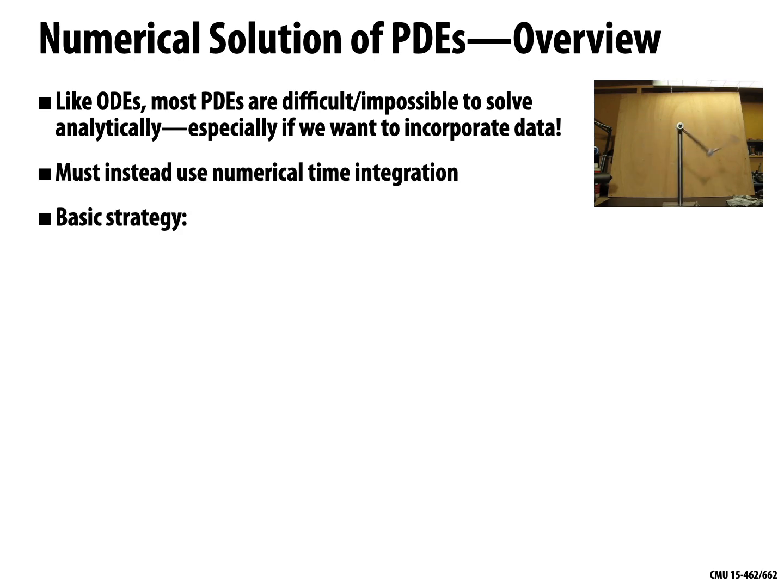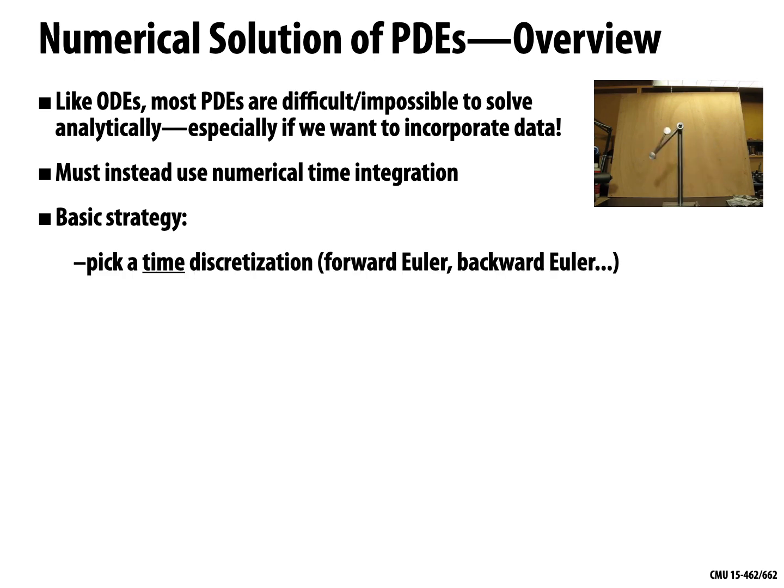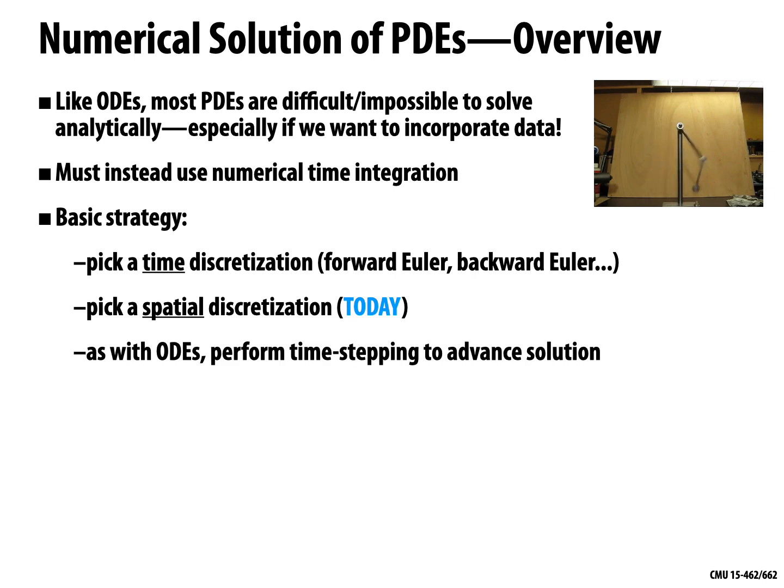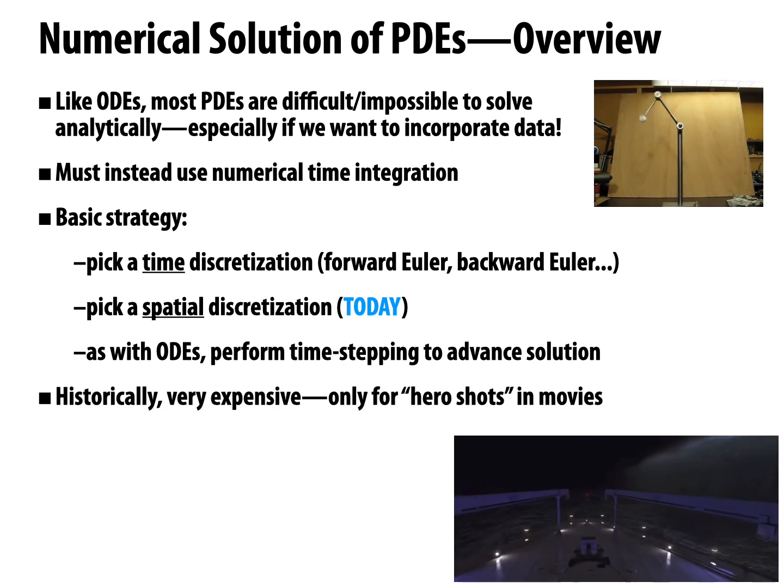Okay. So the basic strategy is going to be, well, we pick a time discretization. When we talked about ODEs, we talked about forward Euler versus backward Euler and so on. That's going to be exactly the same. And we also need to pick a spatial discretization. How are we going to turn those derivatives with respect to x into numerical quantities that we can really compute? Okay. Once we've made those choices, well, there's not much left to do. As with ODEs, we're going to perform some time stepping to advance the solution. And historically, because you need to do this on a really big high-resolution grid for many, many time steps, this has been really expensive.